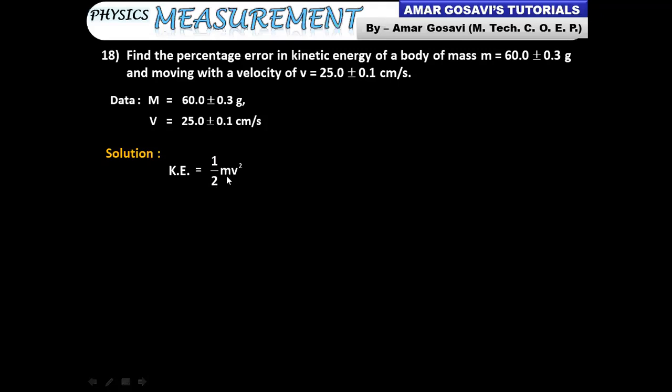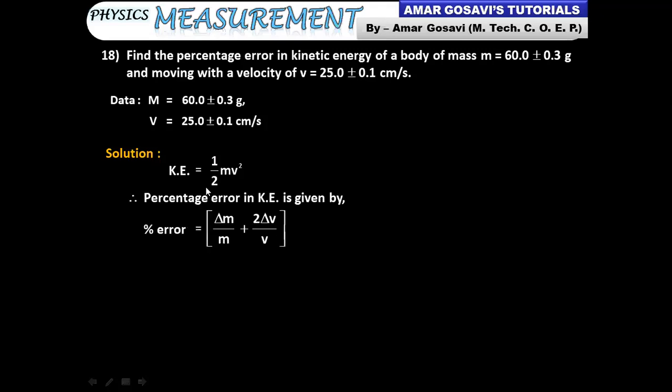Earlier, when it was only 1, the error of mass plus the error of velocity gave the total error. Now this is 2, so things will go slightly different over here. The percentage error in kinetic energy will be given as, look here, half is not playing a role. Delta m by m, just because m raised to 1 is present over here. Just because v raised to 2 is there, this 2 will come into picture like this. So it becomes 2 delta v by v.